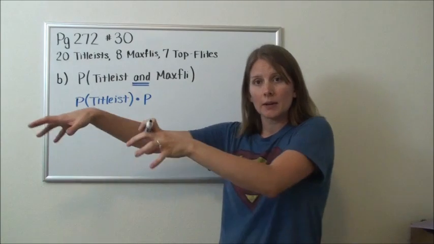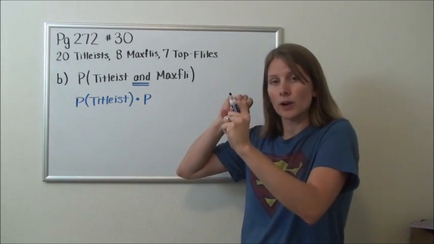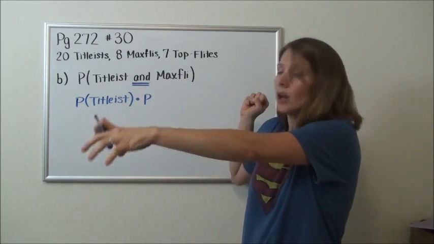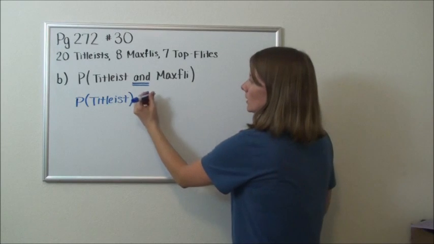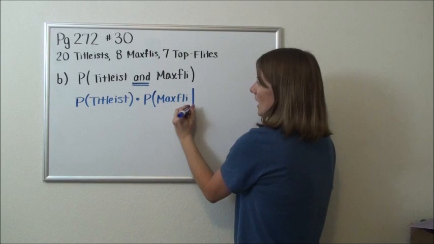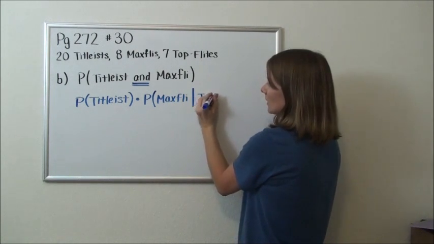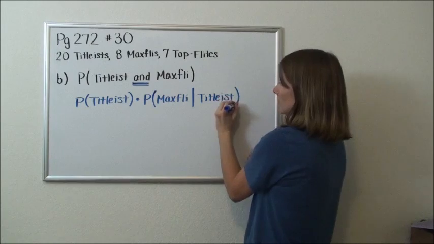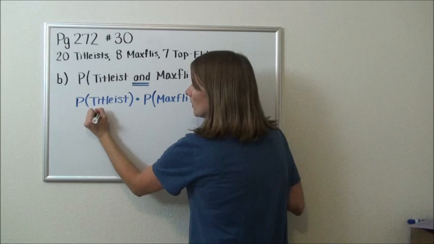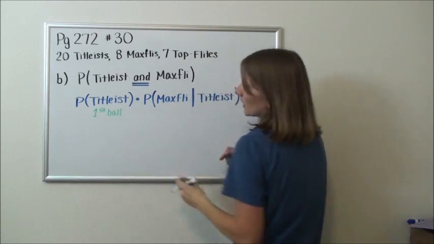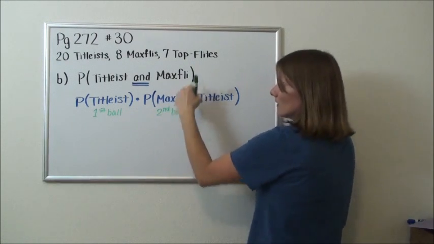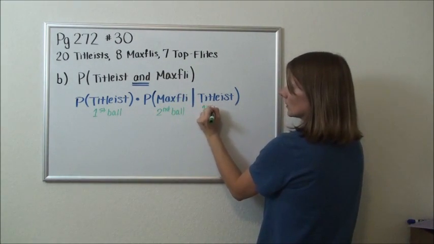And I'm assuming, again, I'm grabbing the first ball, keeping it, grabbing the second one, and then hanging on to that. The first one that I grab is a Titleist, hold on to it. When I go to grab the second one, things have changed. So I want to know what's the likelihood that second ball is a Max Fly, given that I've already taken a Titleist out of the bag. So again, if you want to notate this, this is the first ball picked out of the bag, and then here's the second one, given that the first one was already drawn.